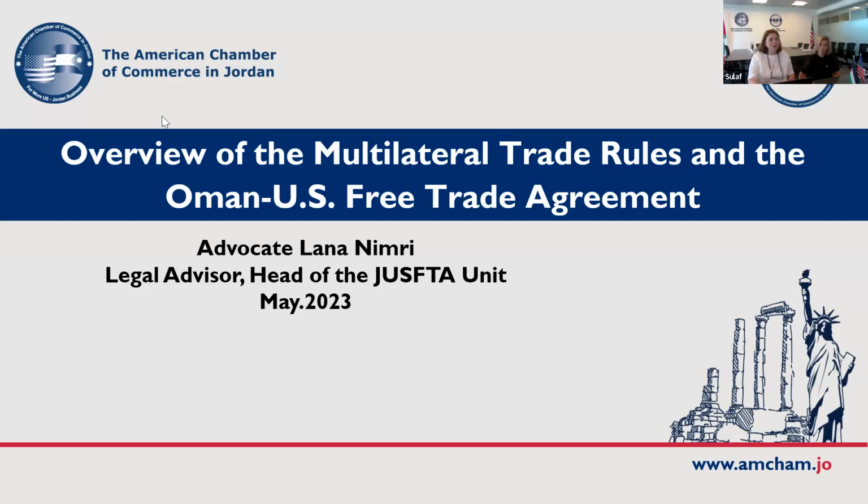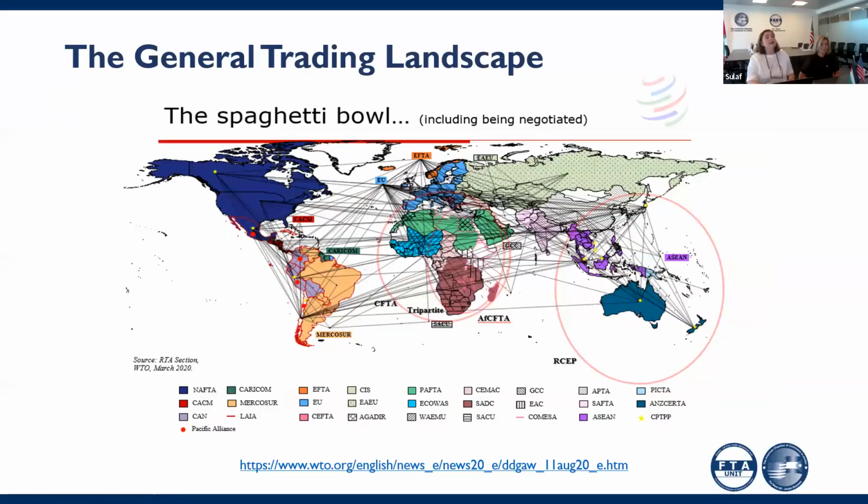So as we talk about the global landscape, this is a map of what the actual trading landscape in the world looks like. This phenomenon is called the spaghetti bowl phenomenon. It was coined by Bhagwati in 1995 to describe the increasing rise of bilateral and regional free trade agreements, also referred to as preferential trade arrangements. So if you have a look at this map, it's a bit of a mess.